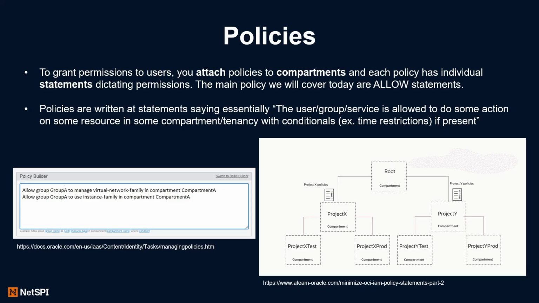So you can see in the bottom left there, it'll say something like allow group A to manage virtual network family in compartment A. I'm not a linguistics major, but it's not like a simple JSON serialized format that you might see with GCP or AWS. It's just a grouping of words in a structure. And so usually the policies are written in the case of the user group or service is allowed to do some action on some resources in some compartment or tenancy with conditionals. Like all the other cloud providers, you can usually add conditionals to policies if present.